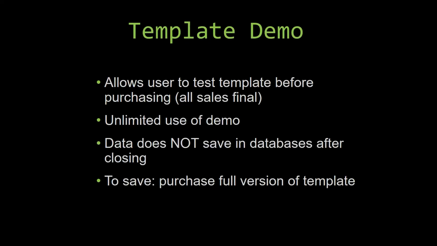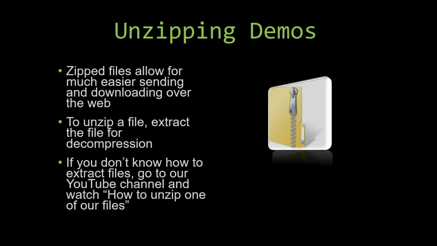Upon downloading a demo for one of our templates, you will have to unzip the downloadable file. Zip files make it much easier to send and download large files over the web. Unzipping a file is a very simple step. All you have to do is extract the file so that you have access to the uncompressed file. If you do not know how or do not understand how to unzip a file, check out our YouTube channel and watch the How to Unzip One of Our Files video tutorial to learn this simple step. The link to that video will be in the description of this video.